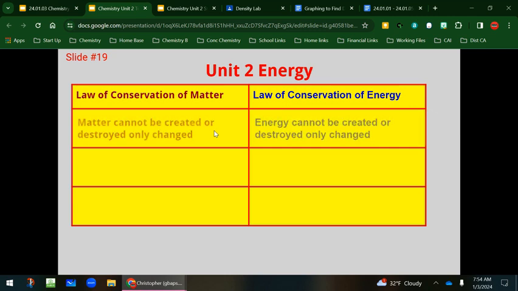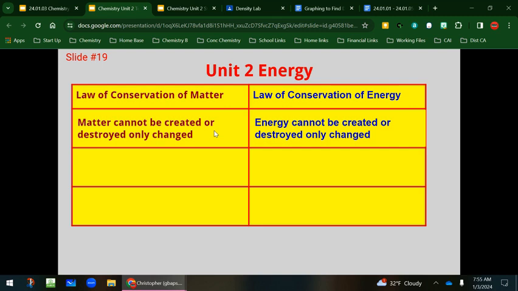So when we have the law of conservation of matter or the law of conservation of energy, their definitions are basically the same. Matter cannot be created or destroyed. It can only be changed. For example, we could take sodium metal, we could take chlorine gas, and we could put them together. And with a little bit of energy input, we can make salt.